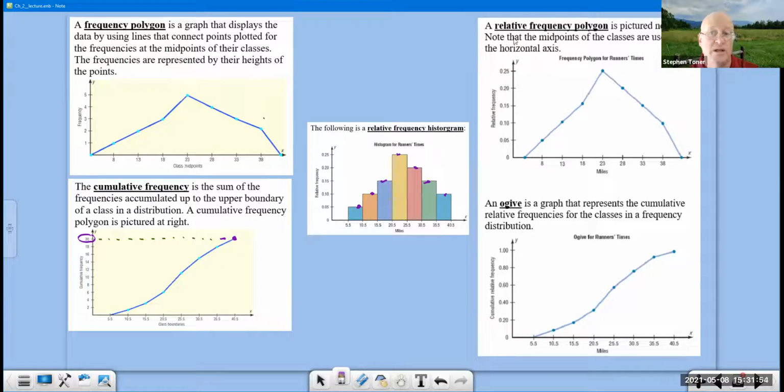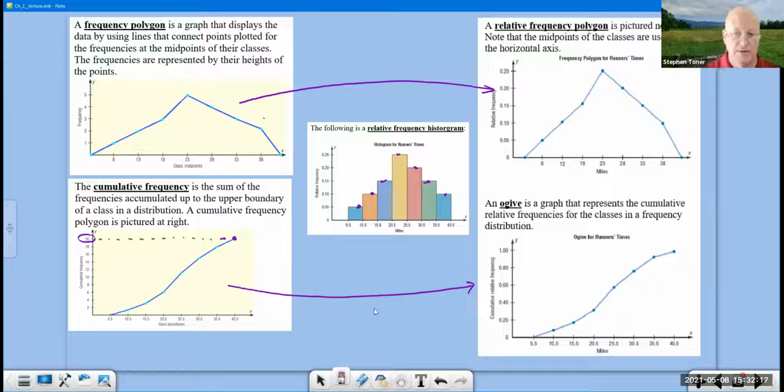We can have a relative frequency histogram, which is the same picture that's at the left, but notice along the side we have percentages instead. And if you take a cumulative frequency and change it to a cumulative relative frequency, that actually has a name called an ogive. You will not be responsible for drawing ogives for me in this class, but I want you to know what they are.